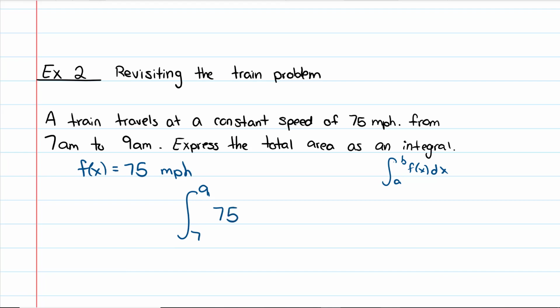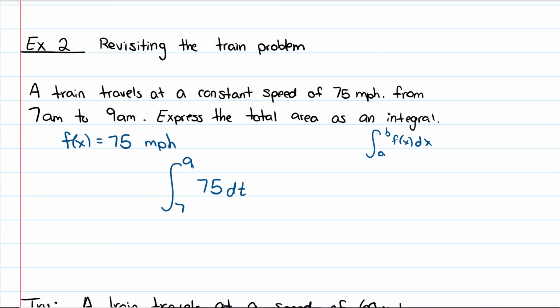And then because we're expressing it in time, we're going to write dt instead of dx. As long as you have the correct letter, it doesn't really matter what letter you choose here. If you're letting x represent time, you could have used dx. But since it's time and it's letter t, we're going to use dt.